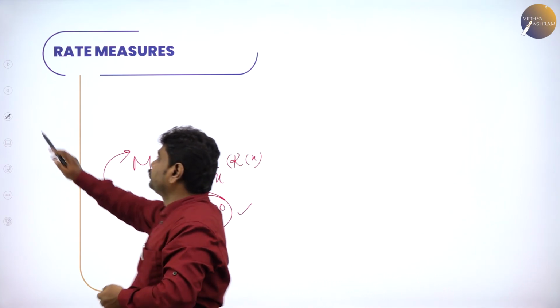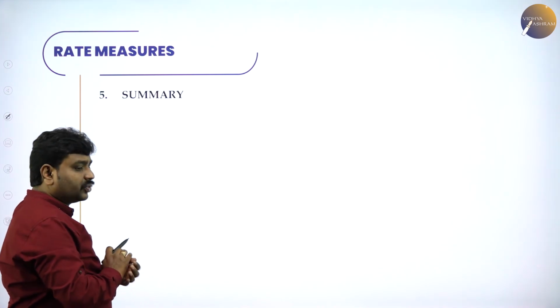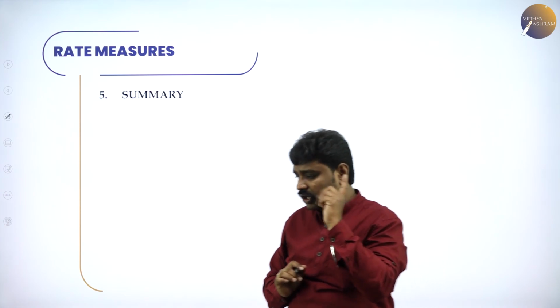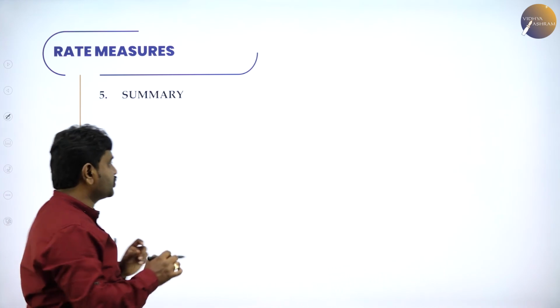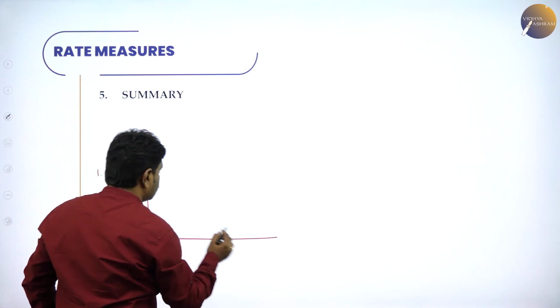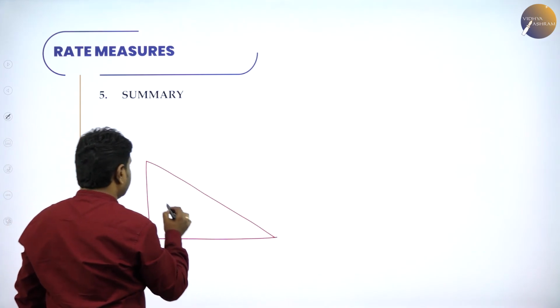Next we have the summary. In today's class, what we have learnt. First, I have done shadow problems. The very first problem I have done is a problem based on triangles, if you refer. There we took the diagram like this.